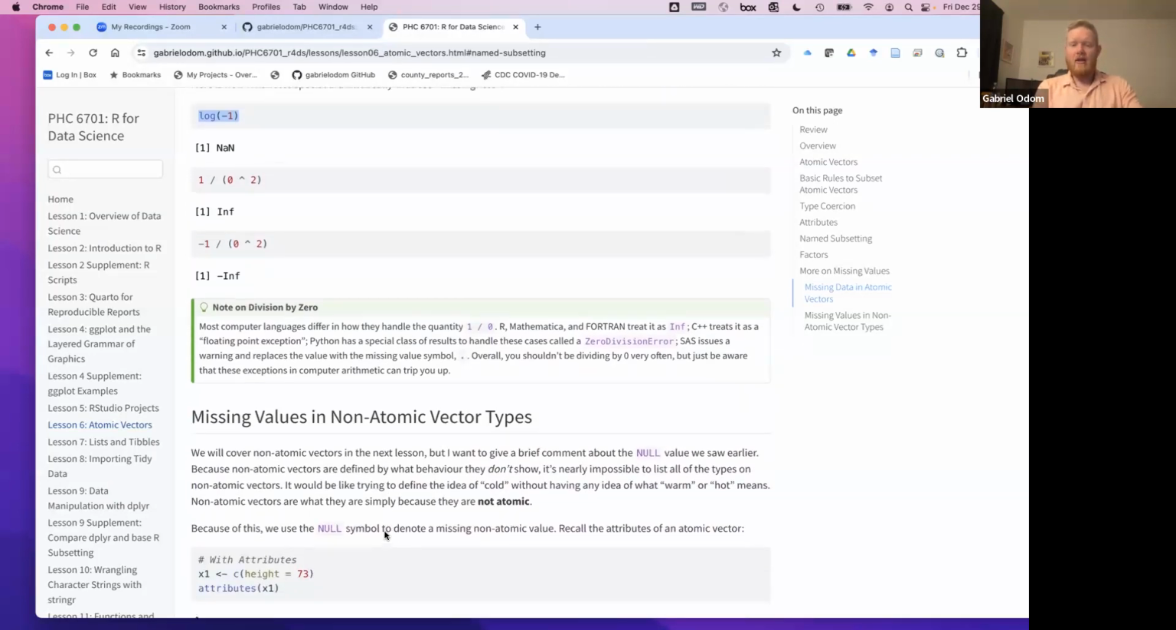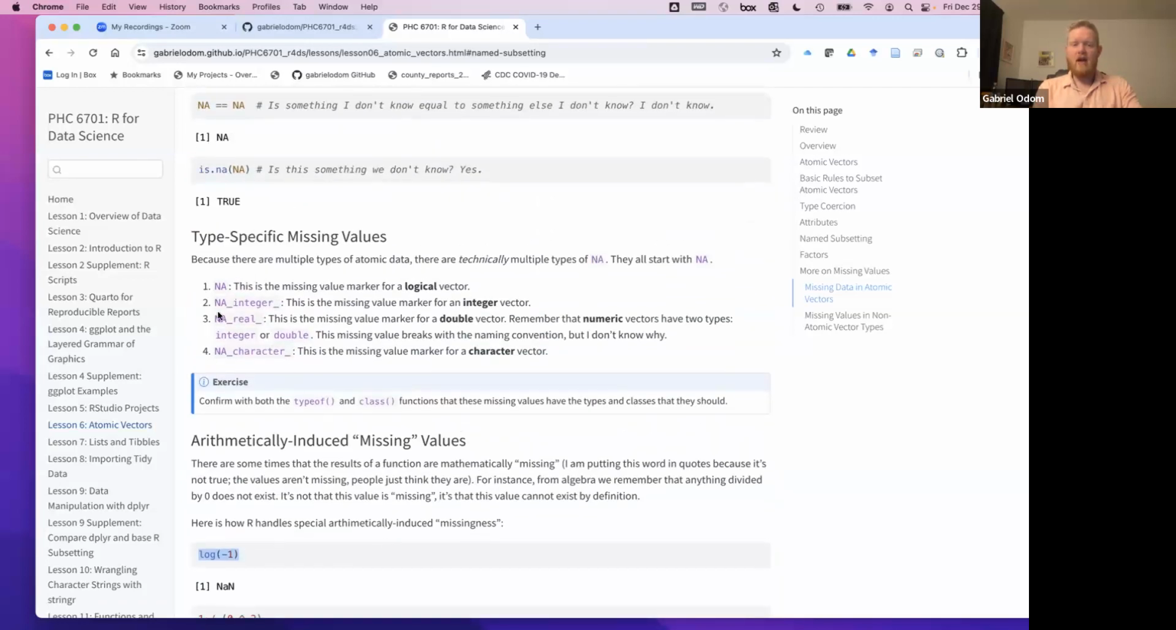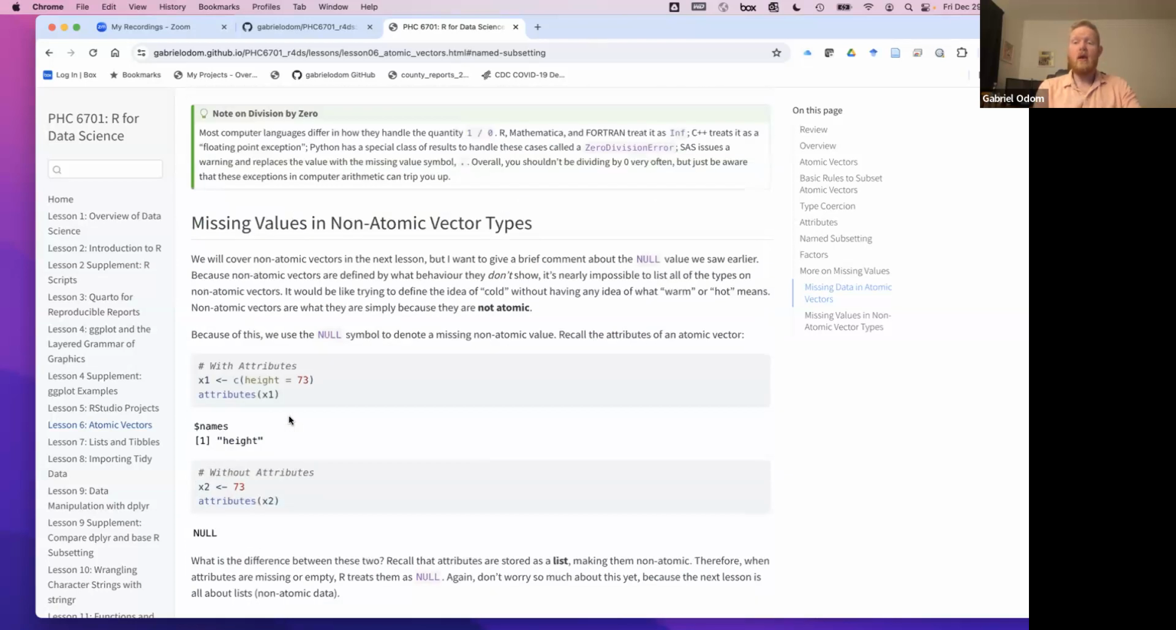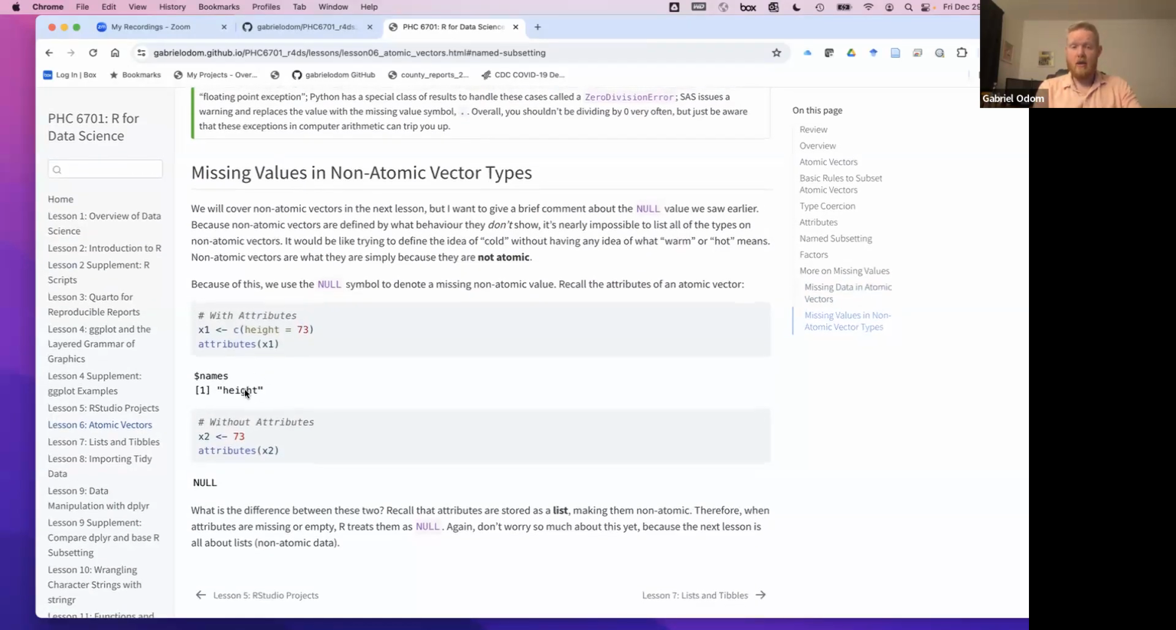And finally, these are all the missing values for atomic pieces of information. We also have missing values for non-atomic information, and that's NULL. But we are going to talk about that more in the next lesson, which is the lists and tibbles.